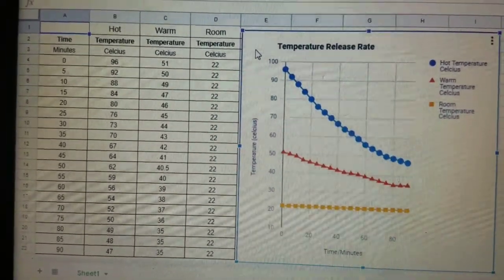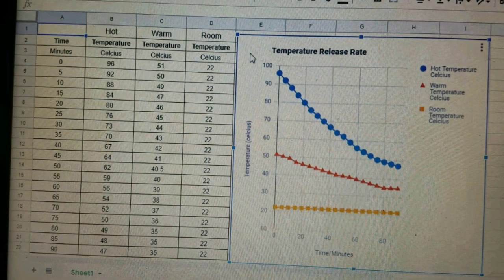All right, let's analyze this. You're going to be tasked with answering what happened during the experiment and what pattern you see from the data.